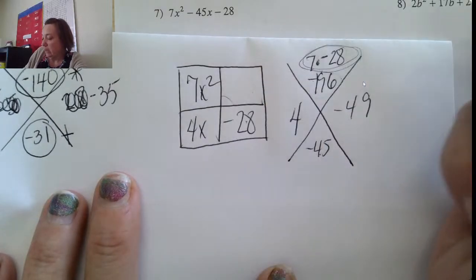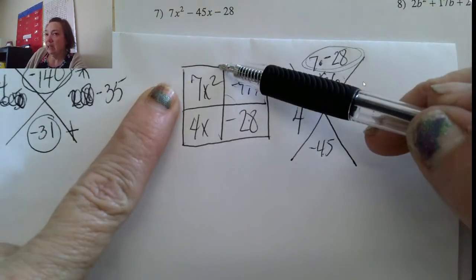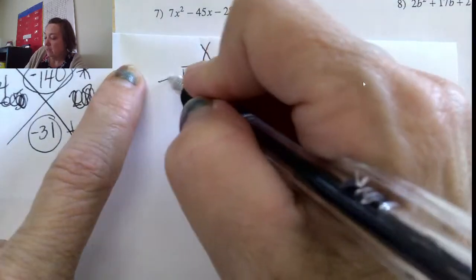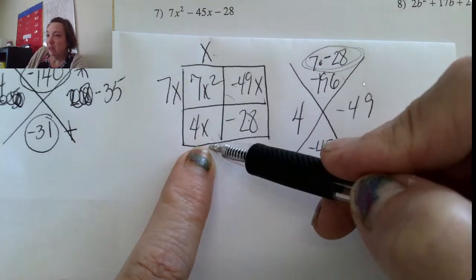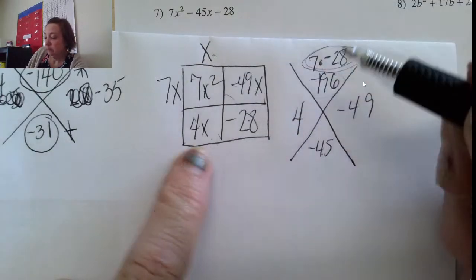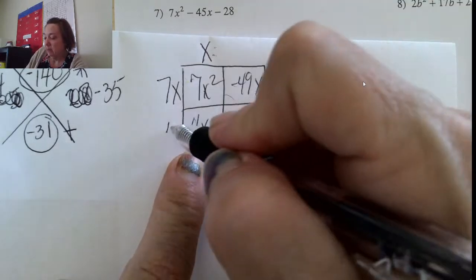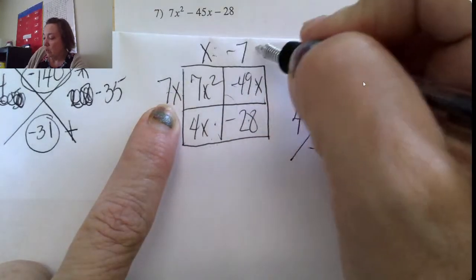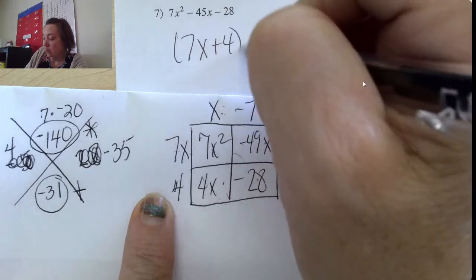4x in one of them, negative 49x in the other, right? So once again, we're running into the 7x thing. x at the top, 7x on the side, because you can't multiply 7x by something and get 4x, right? But you can multiply x by something and get 4x. What would you multiply x by to get 4x? What would you multiply 7x by to get negative 49? So our factors are 7x plus 4 and x minus 7.